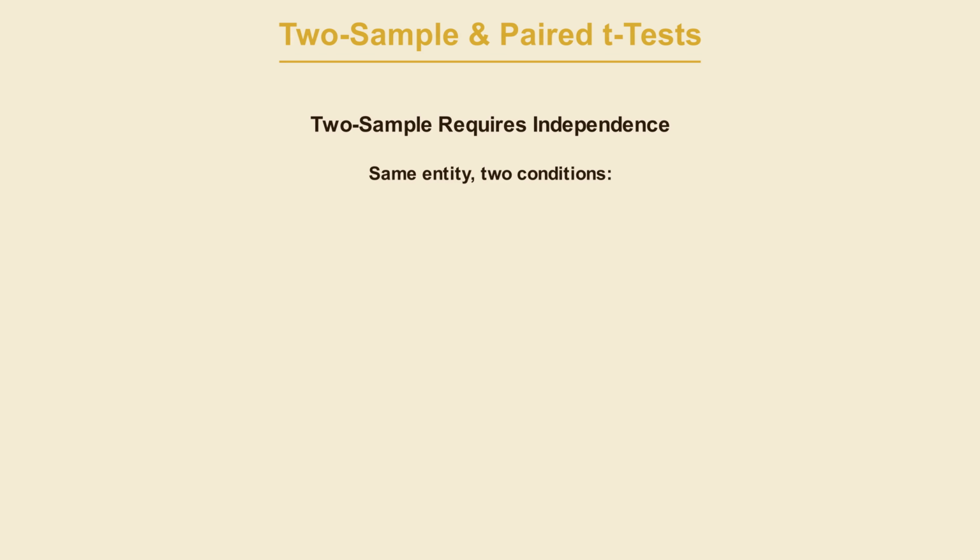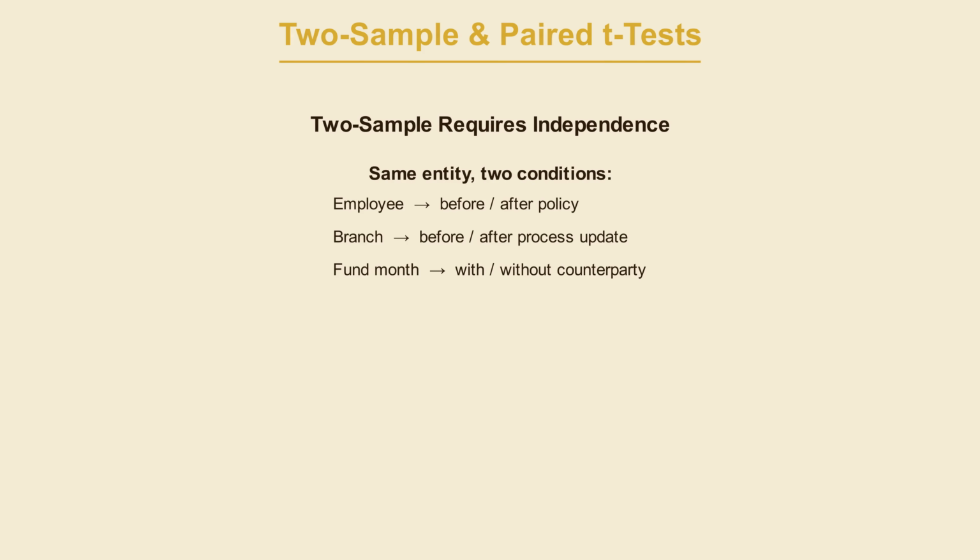Now let's think about the second extension. The two-sample framework requires two groups to be independent. The observations in one group have no natural connection to the observations in the other. But some data does not come that way. Sometimes the same entity gets measured under two different conditions. The same employee before and after a policy change, the same branch before and after a process update, or the same fund months with and without a particular counterparty.